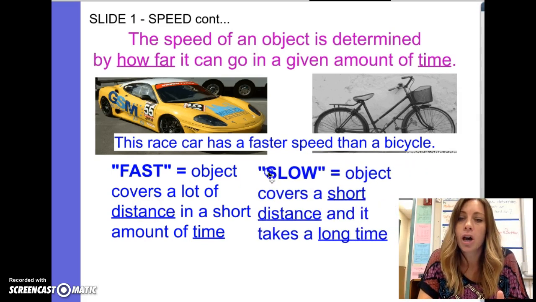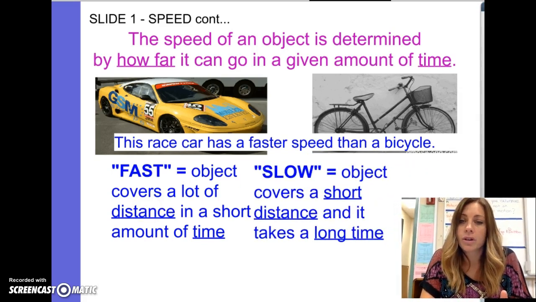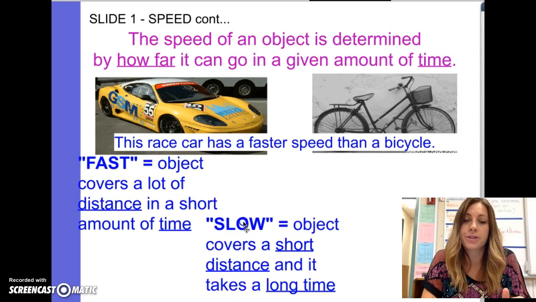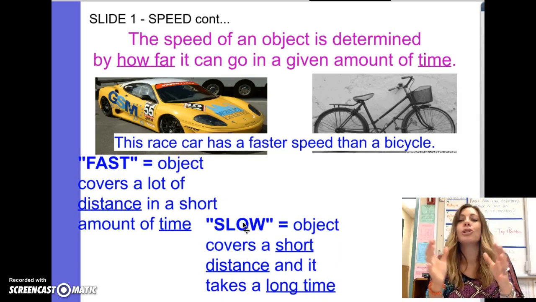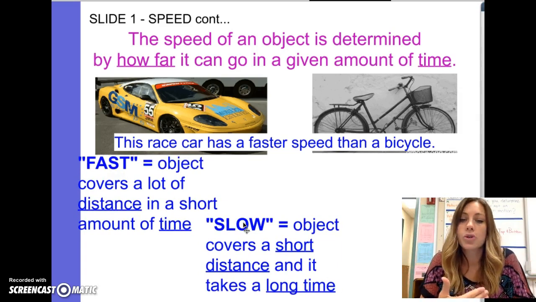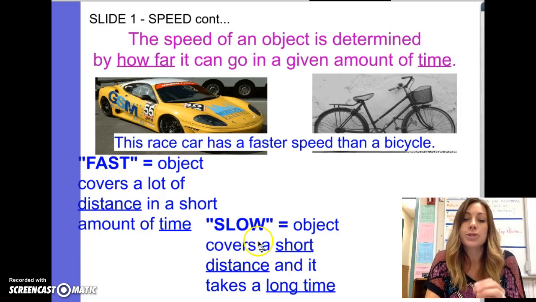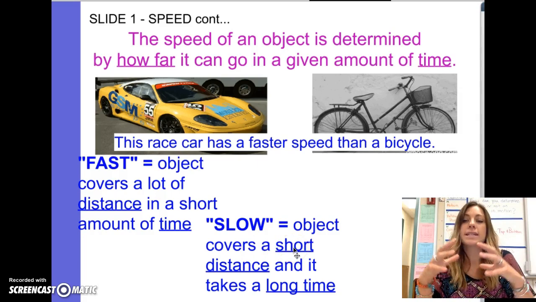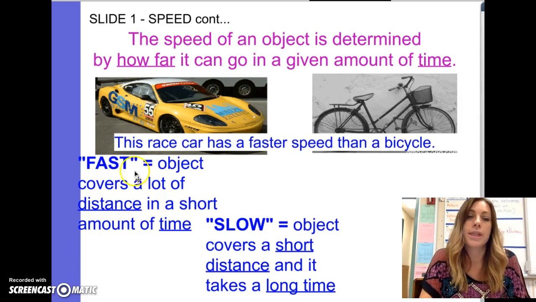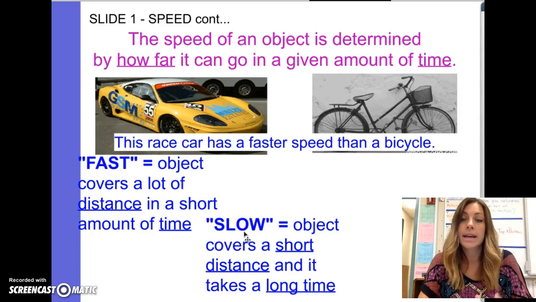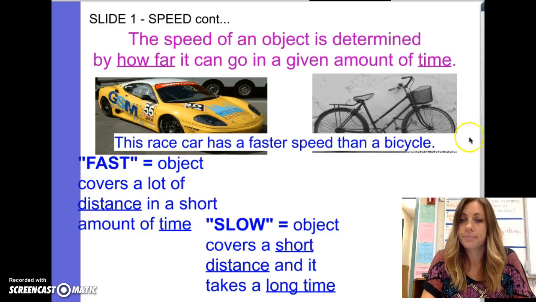An object is slow because it covers a short distance, but it takes a long time. We can describe fast as an object covering a lot of distance in a short amount of time. And slow would be an object that covers a short distance, and it takes them a long time. So this is how we define fast and how we define slow. Pause the video if you need in order to get these notes for slide one.